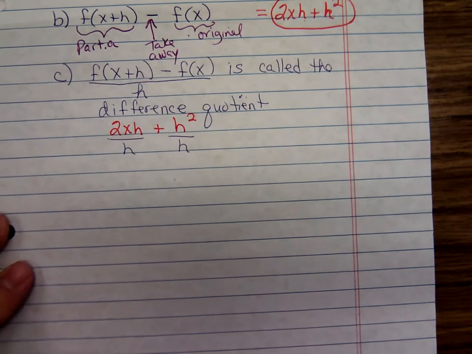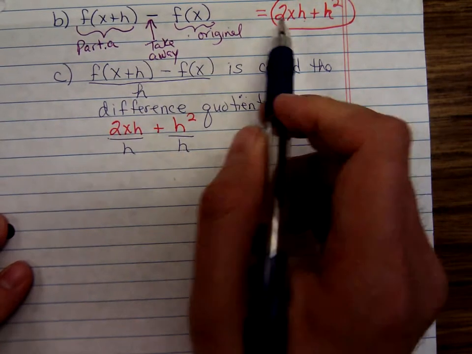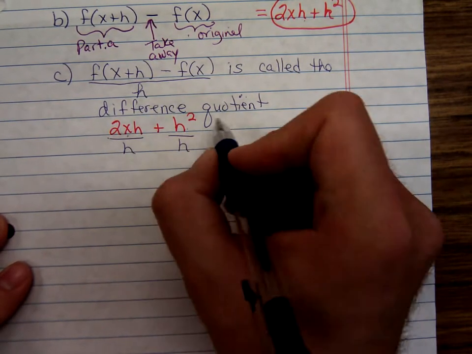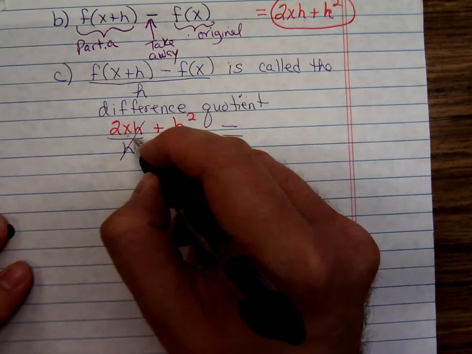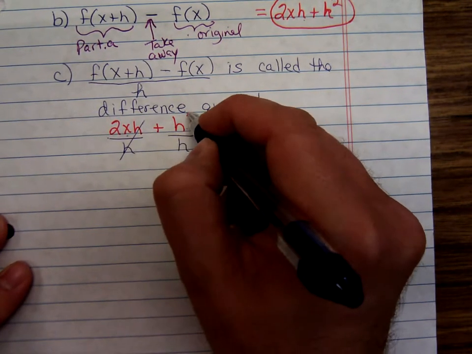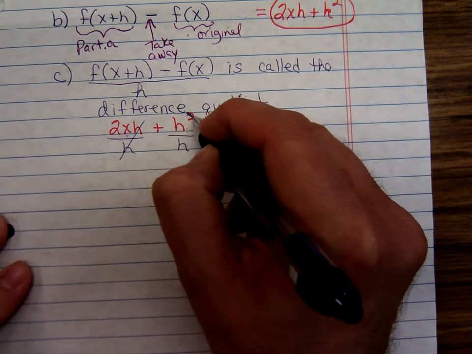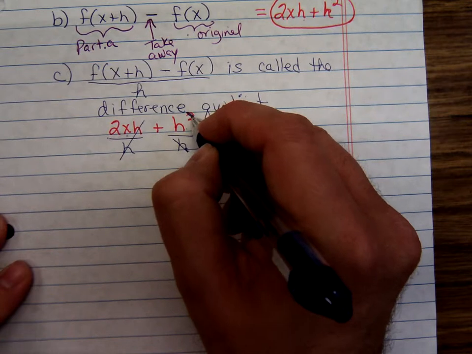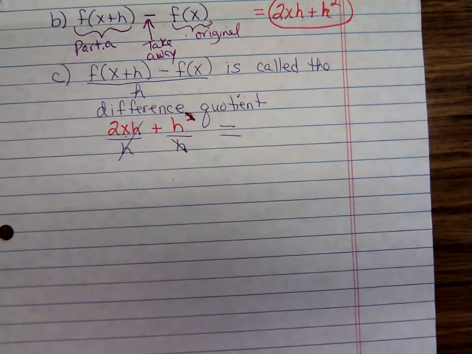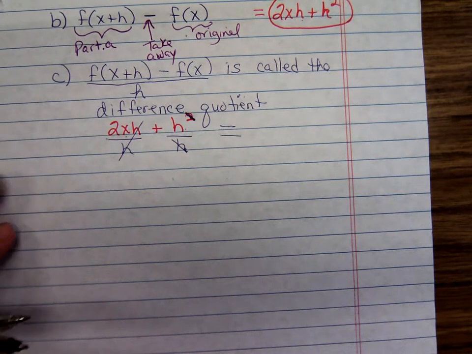So I took the answer from part B, put each term over h, and what are we going to get here? You can cancel these h's here, and one of the red h's I can cancel with that h in the bottom. That's why I'm marking off that exponent. So what am I left with? Just a 2x plus h?